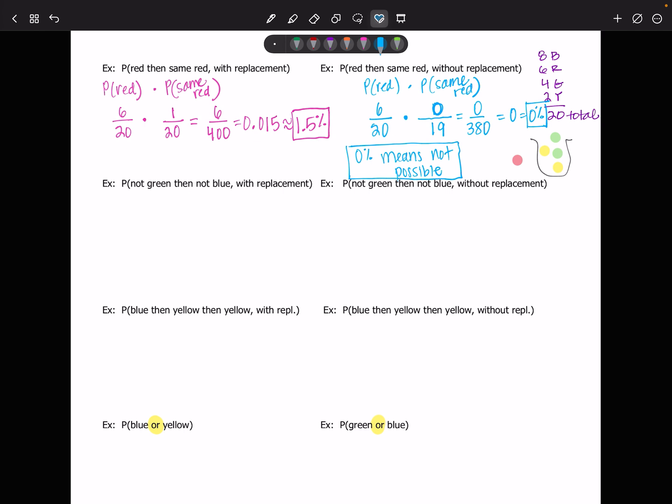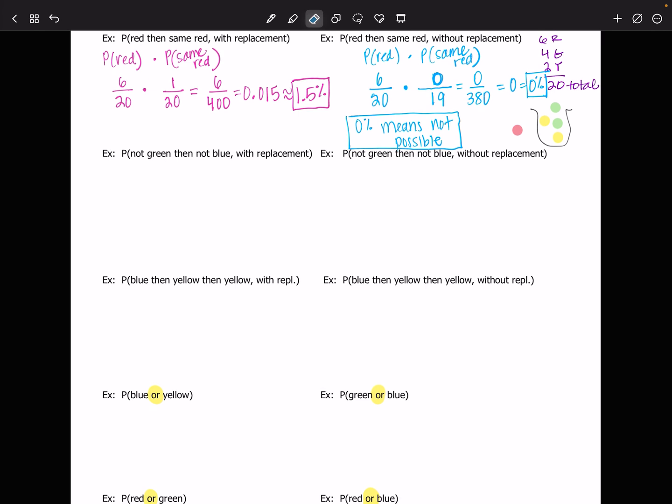Okay, then we have these 4 right here. So we're going to practice these 4. Not green, then not blue. Not green, then not blue with replacement. Not green, then not blue without replacement. And then the other 4. So go ahead and press pause. And then when you come back, I'll have all the work shown for you, and we'll reveal our answer.